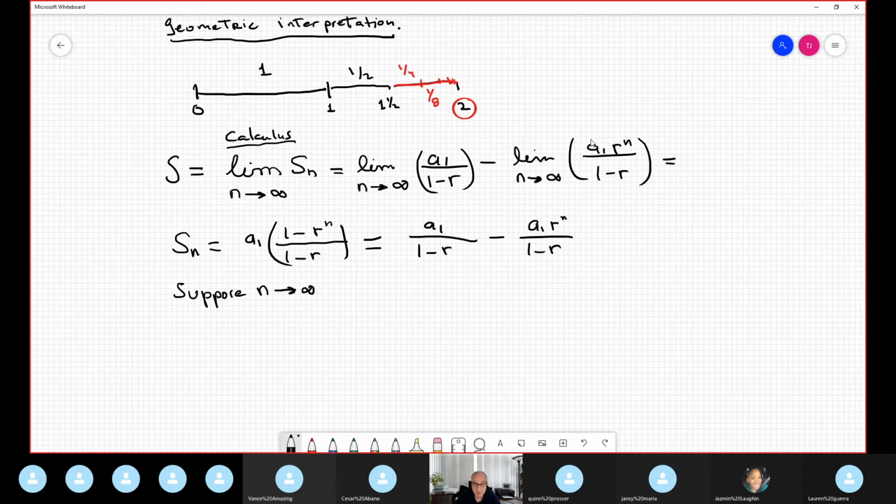This part does not depend on n, so it's a constant. This part does depend on n. Look, n is the exponent. When the exponent increases forever, it's obvious that r to the infinity may be infinity because it's exponential, right? However, this is valid when r is a number greater than 1.